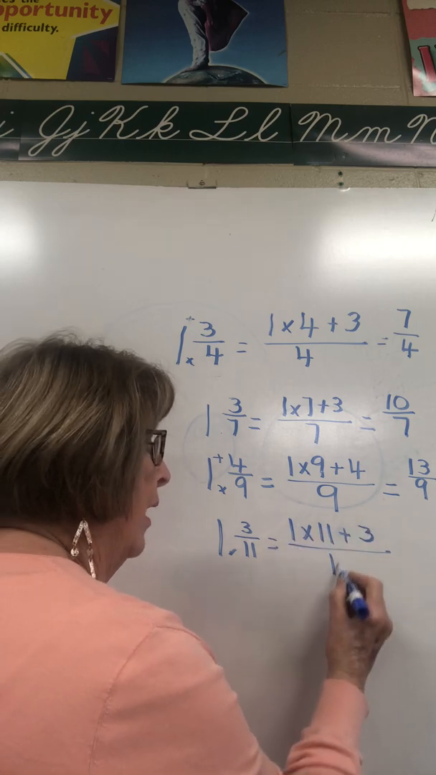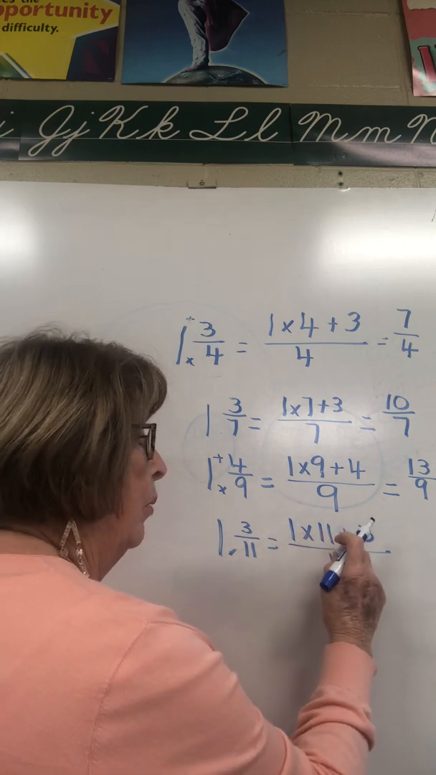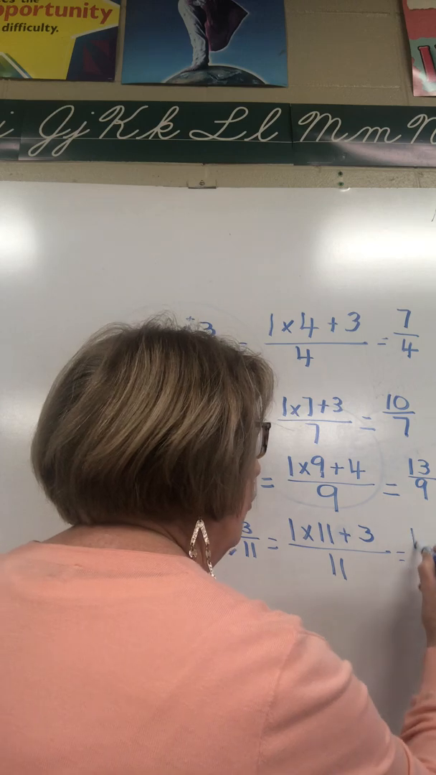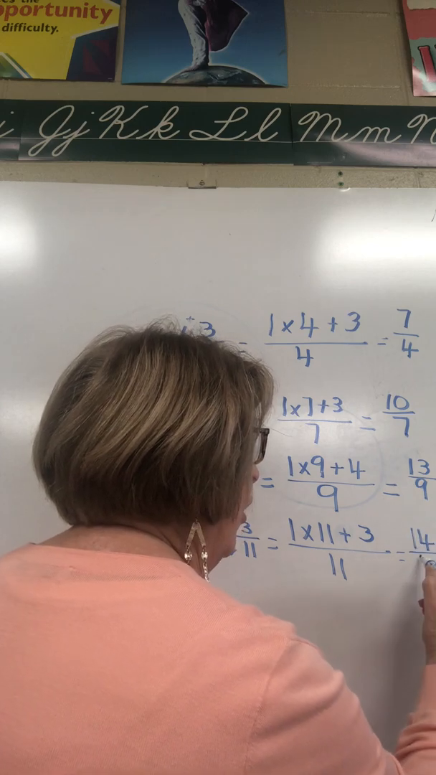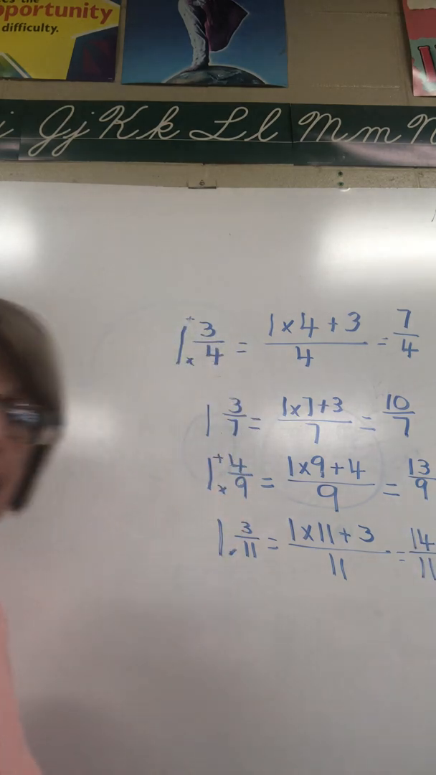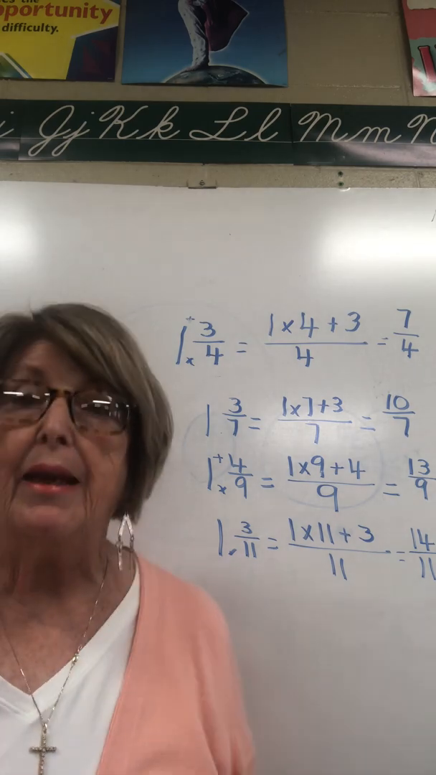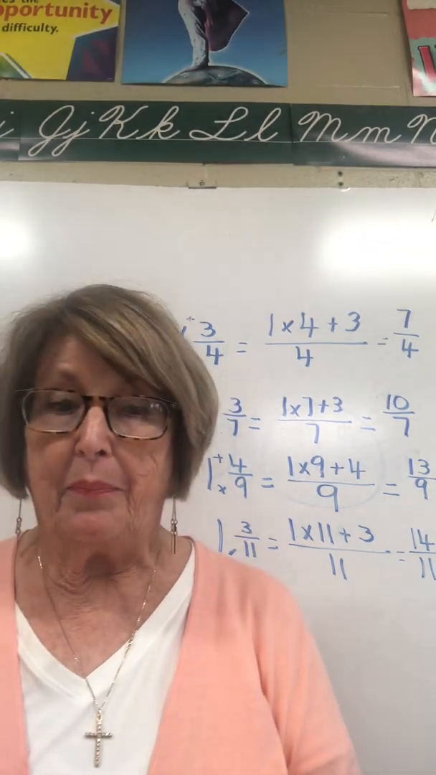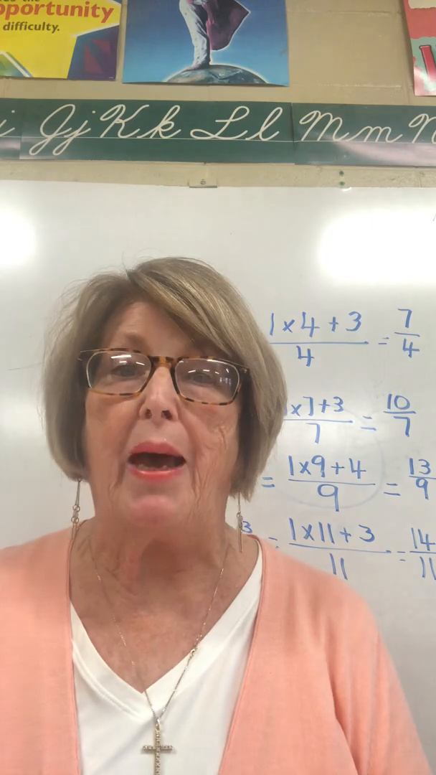All right, here we go. 1 times 11 is 11, plus 3 is 14 over 11. You should have gotten 14/11. Okay, we'll continue with this page. Thank you.